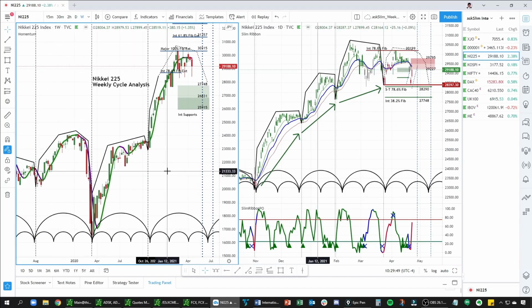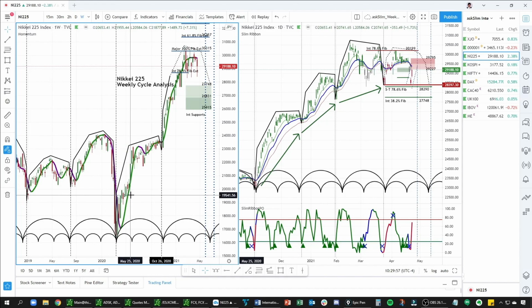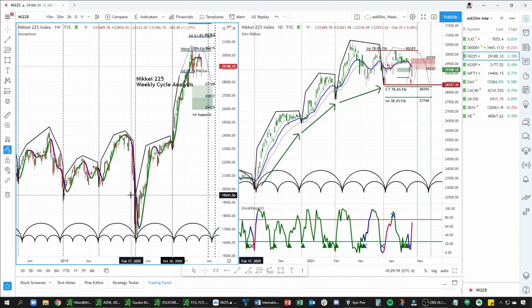What we have here on the Nikkei are these beautiful dominant weekly cycles, which are then broken up into these minor thirds. If I zoom out on this chart, you can see how clear and consistent these cycles have been. And keep in mind, I'm going all the way back to 2018.